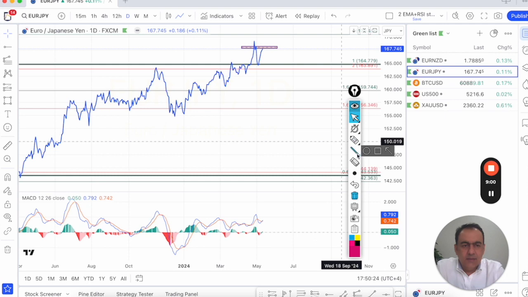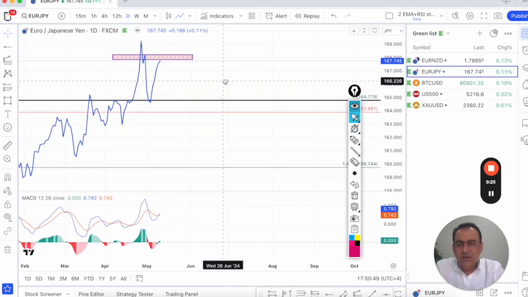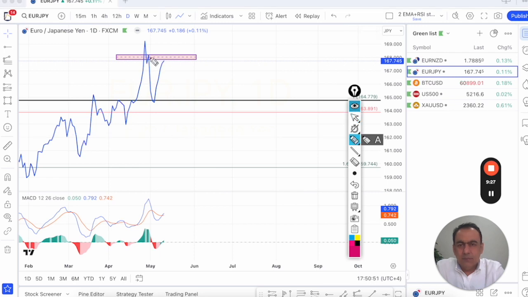Now on daily, I can see that it is still making a pattern of higher lows, higher lows, higher lows, higher lows, along with higher high, higher high, and higher high. So we have higher high formation all over. But currently we have a very strong resistance at this area.